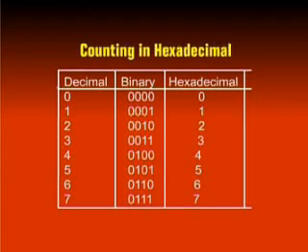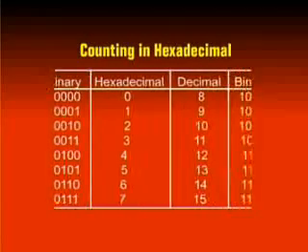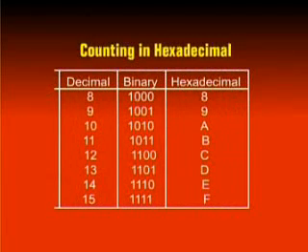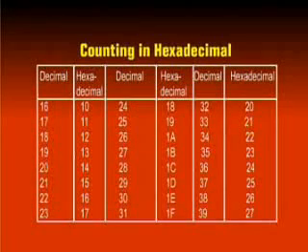The first 10 values in the hexadecimal number system are identical to the first 10 values in the decimal number system. So they are 0 to 9. The remaining 6 values in the hexadecimal number system are A, B, C, D, E, and F. Now, how do we count in hexadecimal number system? The value F represents the decimal number 15.